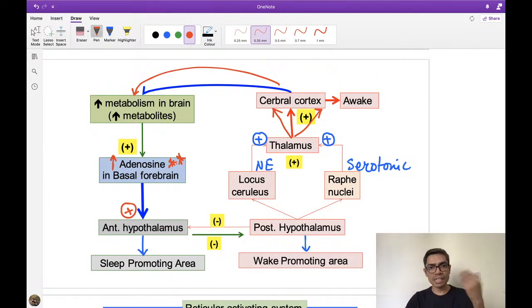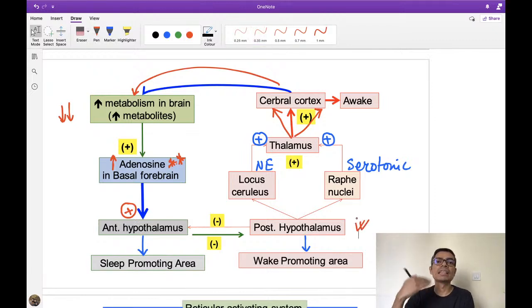And whenever the person is sleeping, what will happen? Again this metabolite level will decrease, and whenever the metabolite level is decreased, the anterior hypothalamus stimulation will not be there, and whenever anterior hypothalamus stimulation is not there, the posterior hypothalamus will be automatically activated, and again the person will wake up in the morning, right? So this is the scenario known as the sleep physiology, the basis of physiology of sleep induction and wakefulness. Getting my point? So this is in brief.